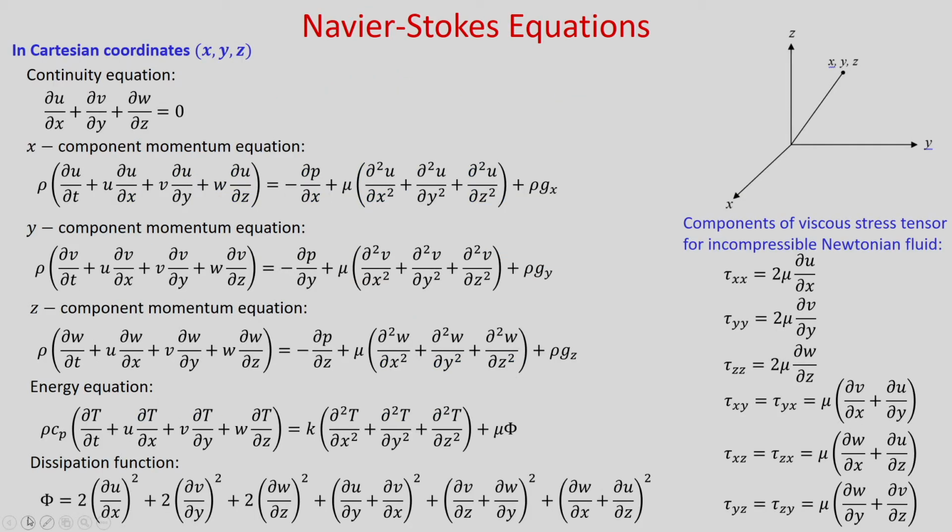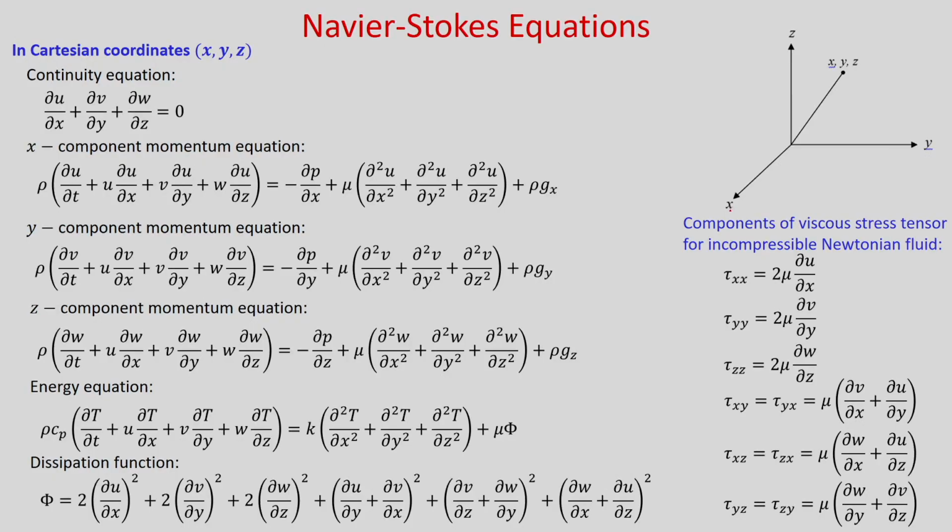So, in Cartesian coordinate now let us write the governing equations for laminar incompressible Newtonian fluid flow with constant properties. So, this is the coordinate system, Cartesian coordinate x, y, z. So, this is the continuity equation, this is the x component of momentum equation, this is the y component of momentum equation, and this is the z component of momentum equation, where g x, g y, g z are the gravitational acceleration in x, y, z direction respectively, and this is the energy equation and this is the dissipation function.